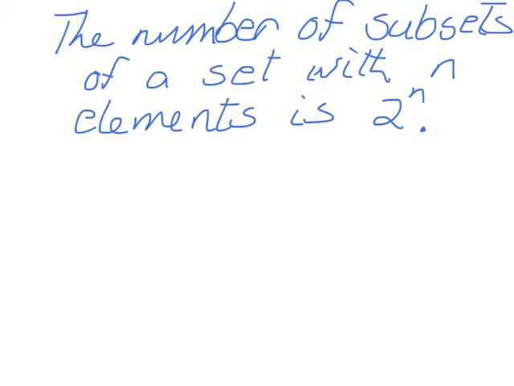So our theorem for today is a formula for finding how many subsets you have of a given set. It does not tell you what the subsets are. You have to find those. But it does tell you how many of them there are. So the theorem says, the number of subsets of a set with n elements, in other words, its cardinal number is n, the number of subsets is 2 to the n power.